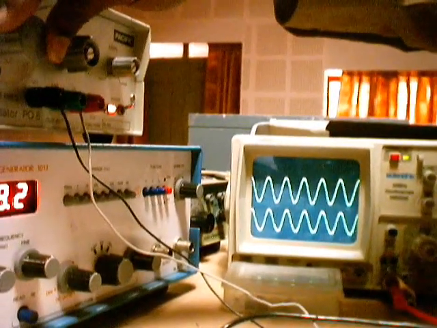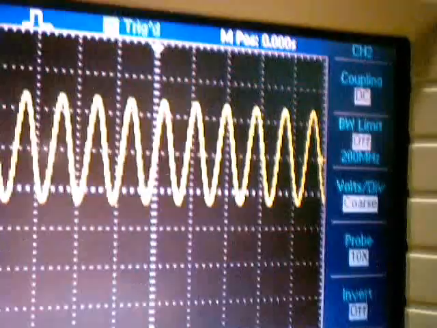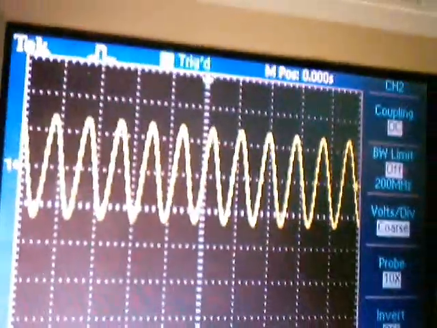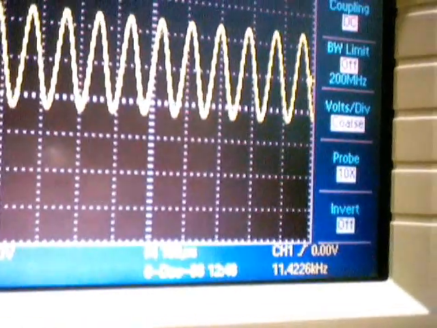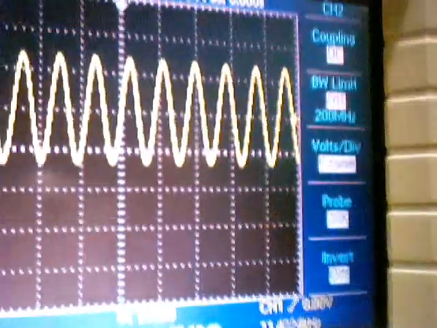Okay, here it is minimum. You can clearly make out what is the frequency. The specification happens to be 10 kilohertz. We are getting 11.4 kilohertz. Okay, there will be slight deviation from the design value because of the tolerance of the RCs.